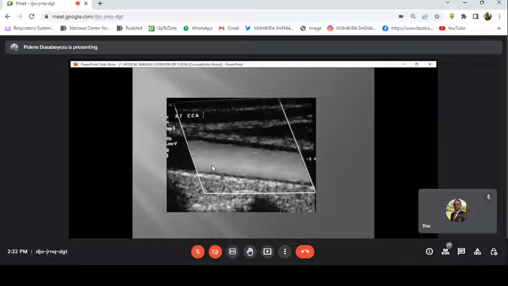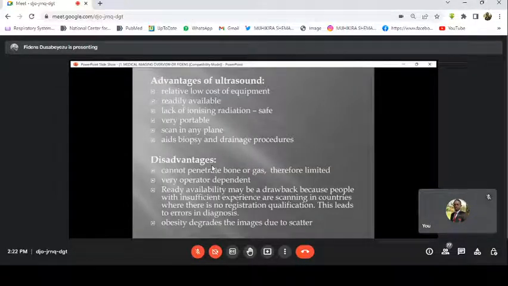Okay, so advantages of ultrasound. First of all, the cost is very low. It's accessible, it's available everywhere. In hospital, you have ultrasound machines in internal medicine, radiology, emergency. It doesn't use ionizing radiation, as I have told you. It's very safe. It's very portable. You can move the machine instead of moving the patient to come to radiology. You can take the machine to where the patient is.